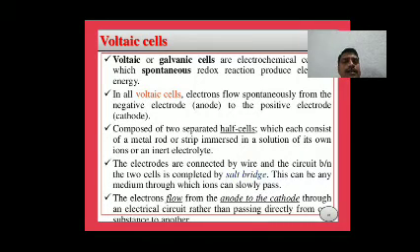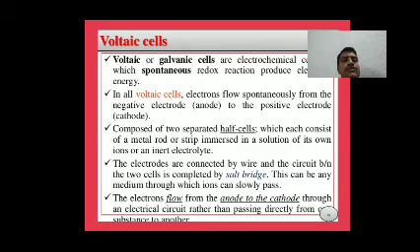In a galvanic cell, electrons flow spontaneously from the negative electrode, that is the anode, to the positive electrode, the cathode. In this cell, there are two electrodes, one is the anode and the other is the cathode. The electrons move from anode to cathode.